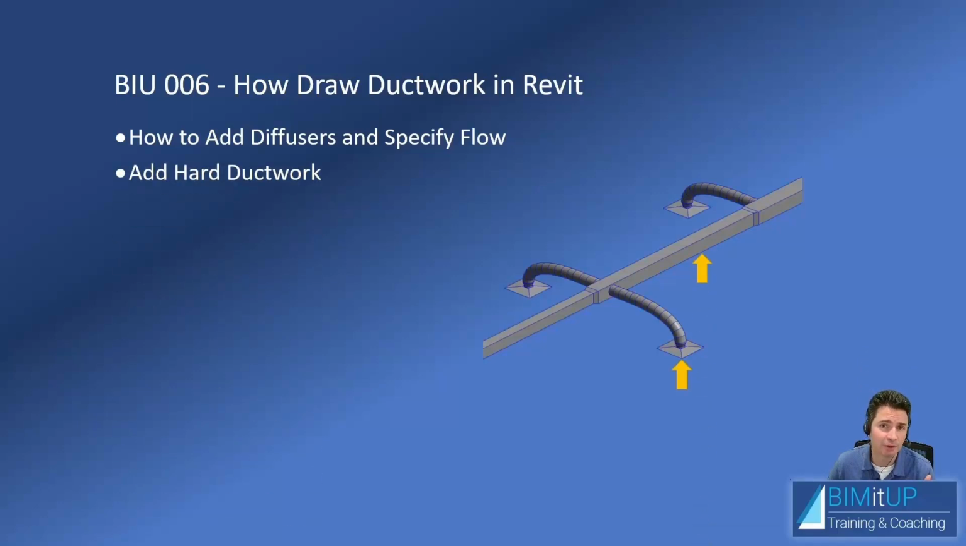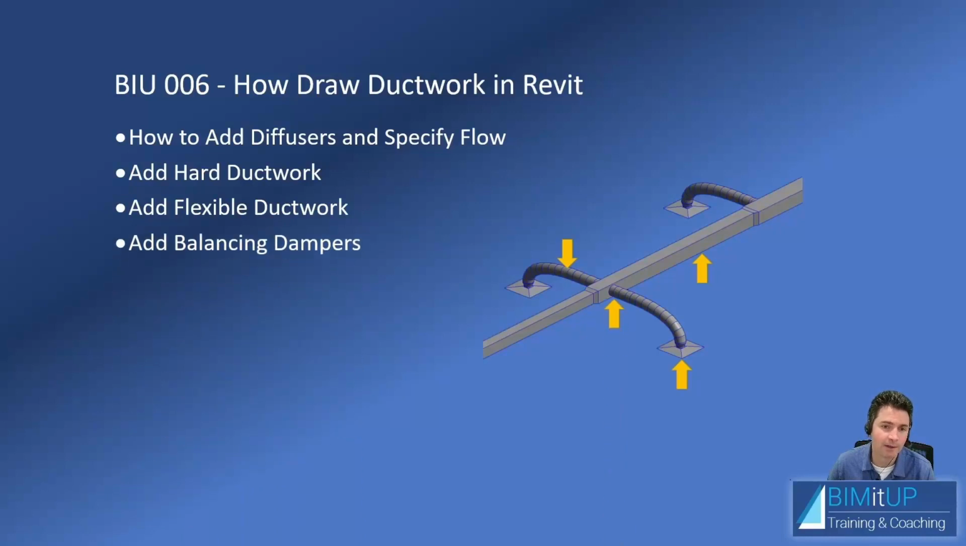Then we're going to start creating some hard ductwork, rectangular ductwork. Then we're going to create some round, flexible ductwork. And finally, we're going to add some balancing dampers to regulate all that.